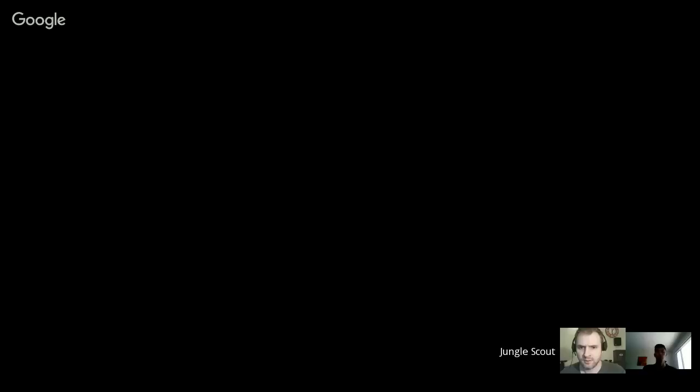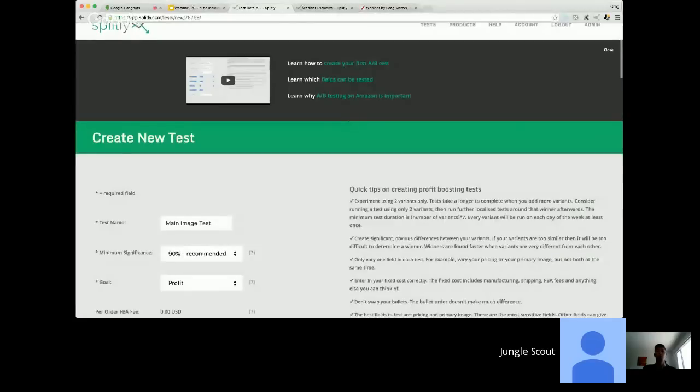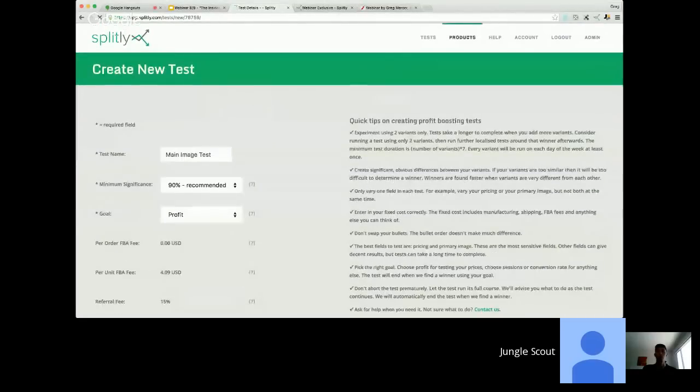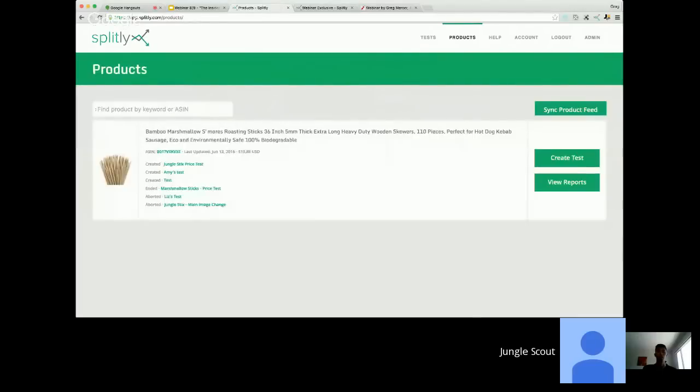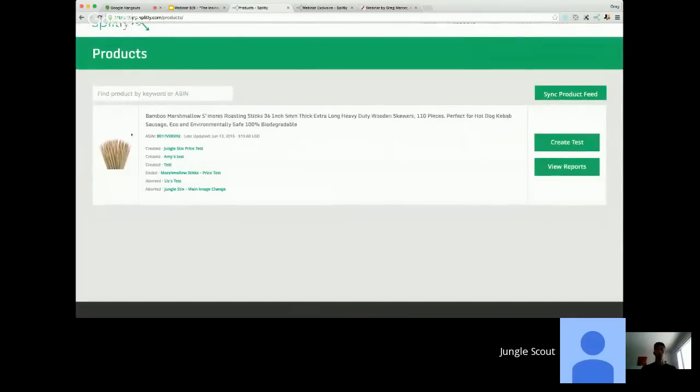So yeah, a few little things about a demo here. We showed it a little bit, but I'll go ahead and show it for you guys one more time, what inside Splitly looks like. So this is inside my dashboard here. My products will have all your products loaded in. I just have one product in this account, my bamboo marshmallow sticks. If you have more, you'd see all of them here.